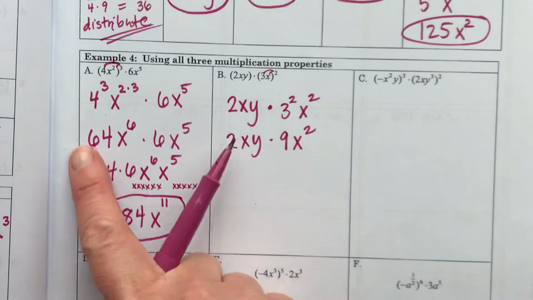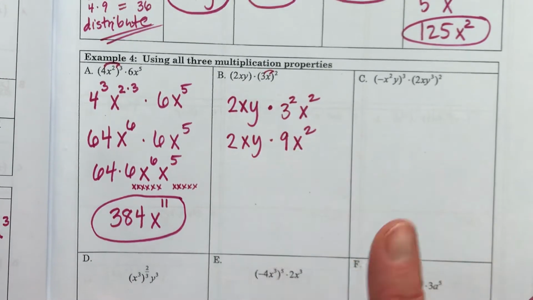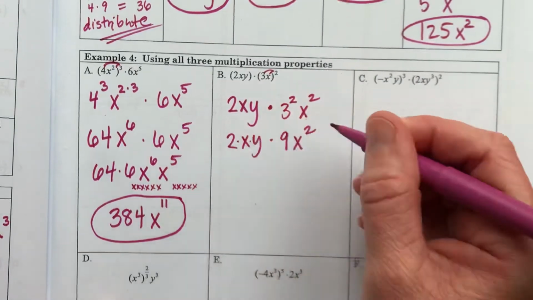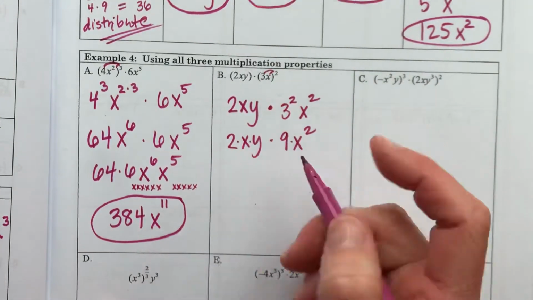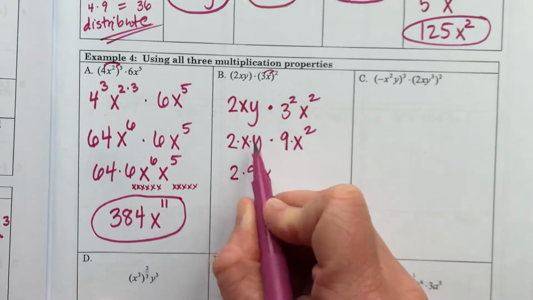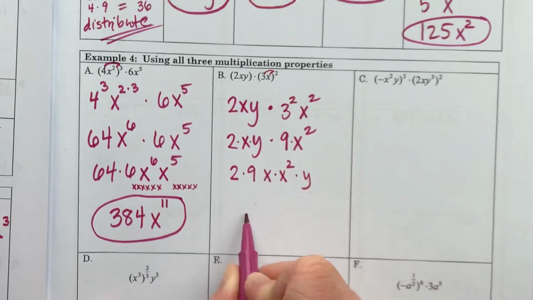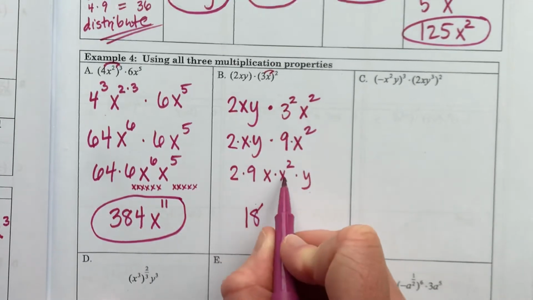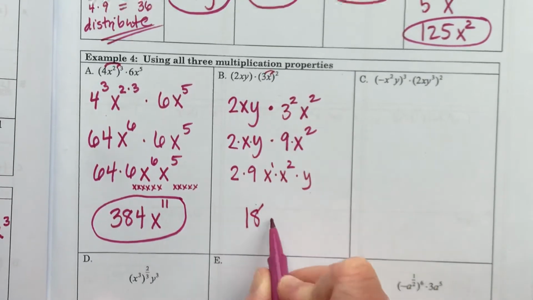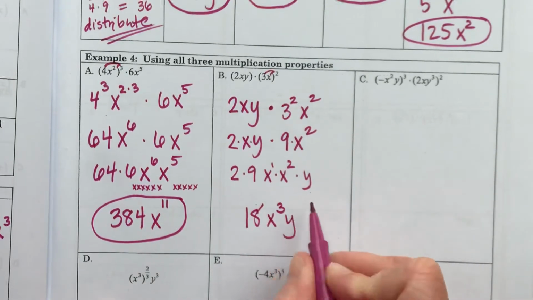So kind of like what I did over here, I'm going to rearrange my terms now and put things that are alike next to one another, because really my operation going on here is all multiply. So 2 times 9, put those next to one another, x times my x squared, and then times y. 2 times 9 is 18. X, one of them, times 2 more. If I add my powers here, I get 3, and then 1y.